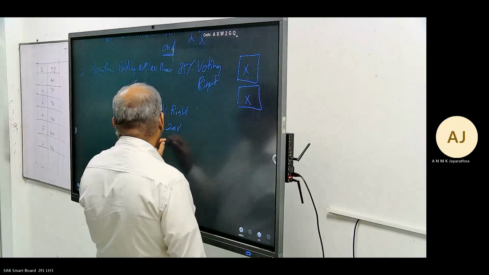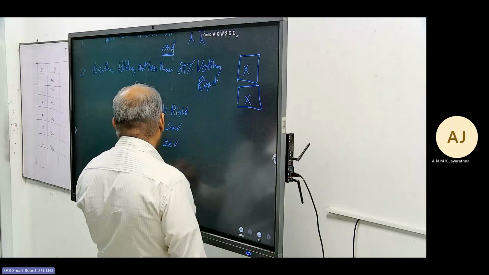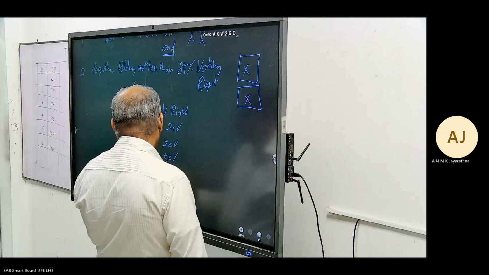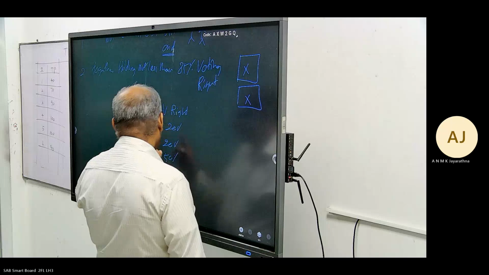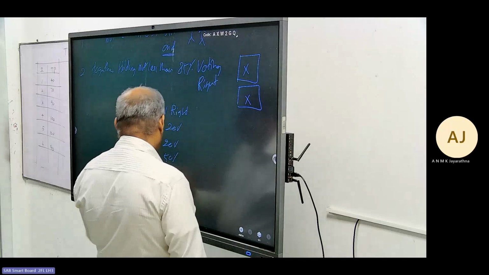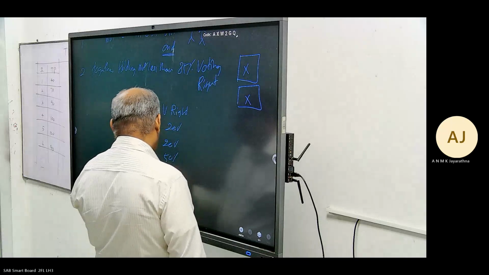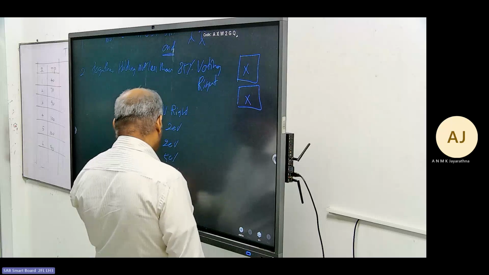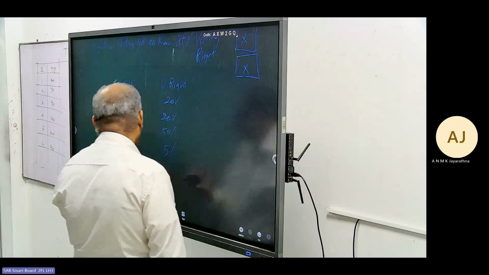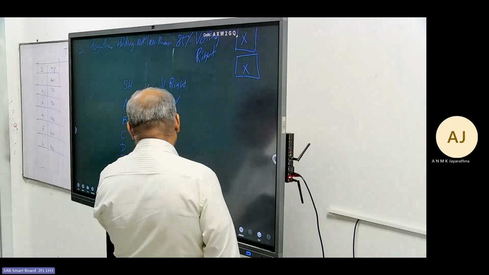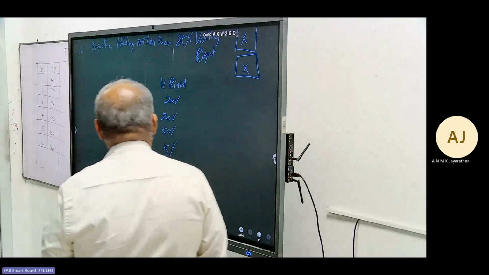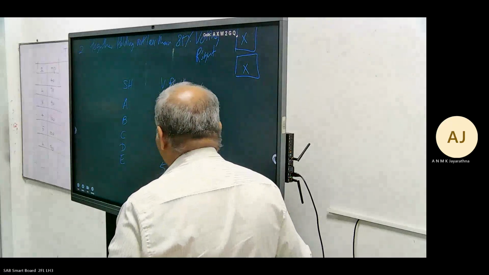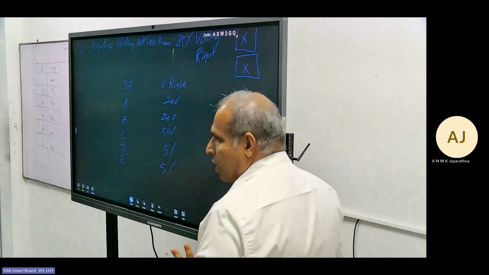20%, 20, 50, 5%, 5%, and 5 voting power. Right. A, B, C, D, and E.